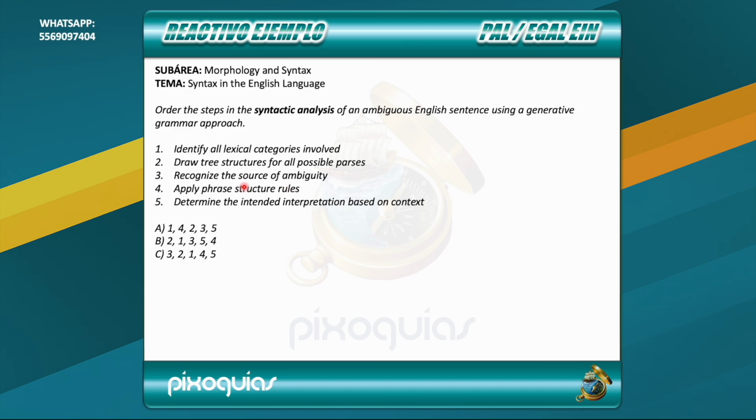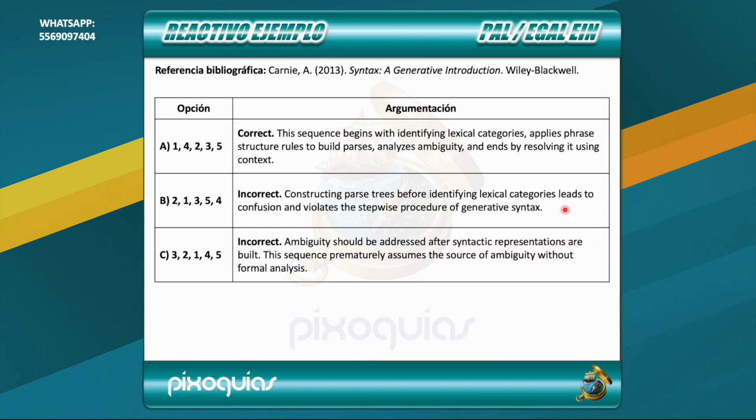4. Apply phrase structure rules. 2. Draw tree structures for all possible parses. 3. Recognize the source of ambiguity. And 5. Determine the intended interpretation based on context. This is the correct sequence because it begins with identifying lexical categories, applies phrase structure rules to build parses and analyzes ambiguity, and ends by resolving it using context.